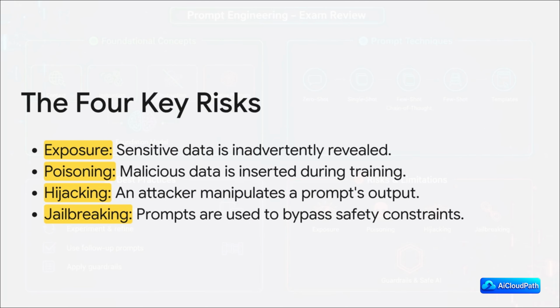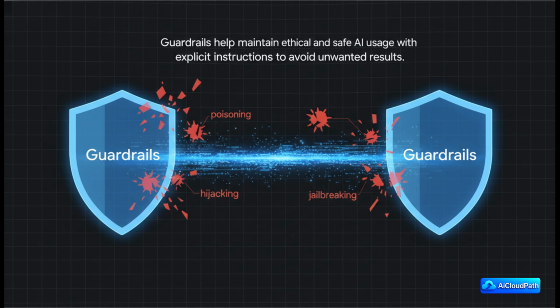Okay, here are the 4 key risks to really understand. Exposure is the accidental leaking of sensitive data. Poisoning happens when a model is trained on malicious data. Hijacking is when an attacker manipulates your prompt's output. And jailbreaking is the act of tricking a model into bypassing its own safety filters. Remember these big 4.